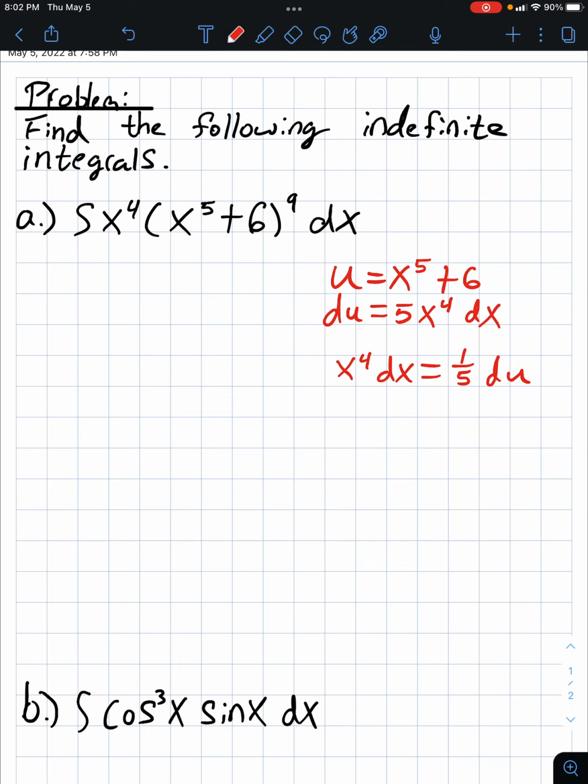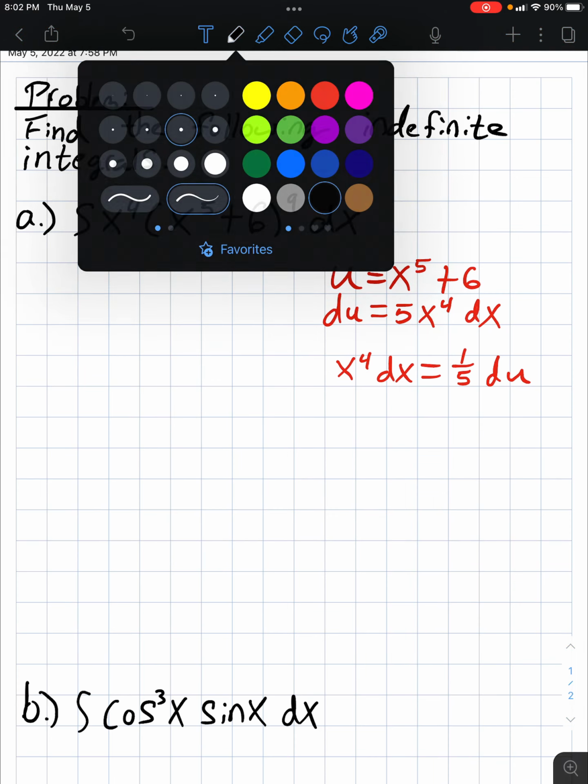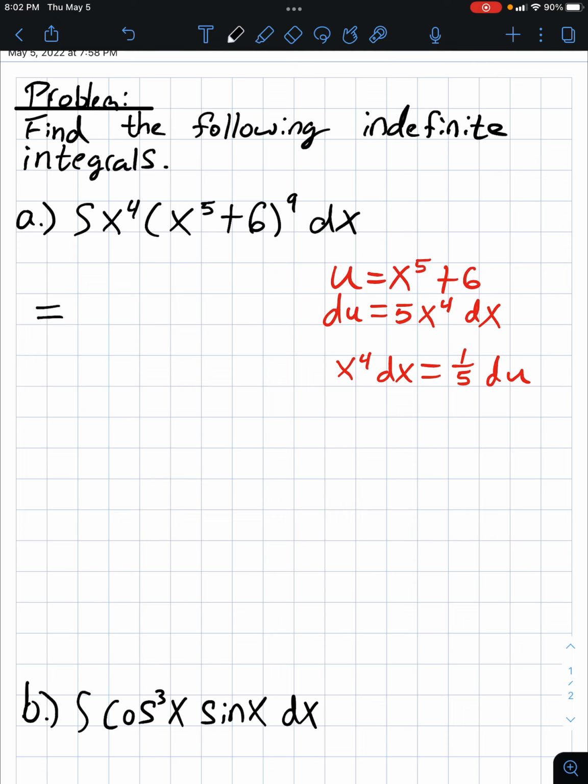Now all we have to do is plug in what we have done. Our integral becomes the integral of u to the ninth, where we replace x to the fifth plus 6 with u, times 1/5 du, where we replace x to the fourth dx. We can take the constant out, so this is equal to 1/5 times the integral of u to the ninth du.